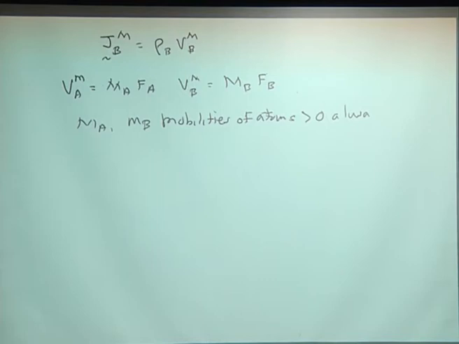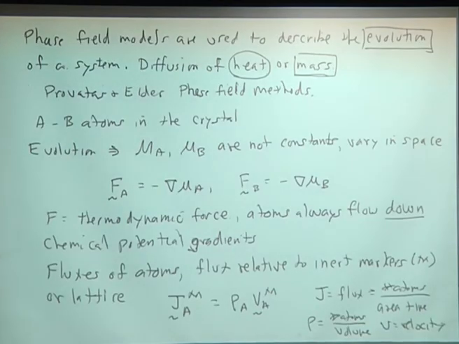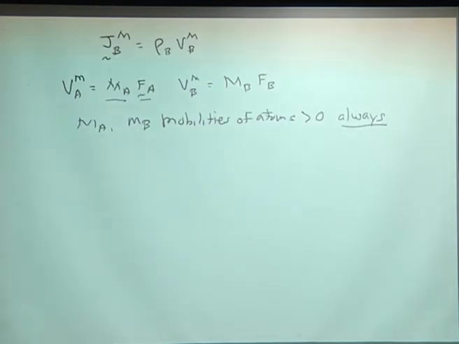Actually, you can show that in order for the free energy to decay in an isothermal system, the free energy must decay during any evolution process. And that basically means that these mobilities have to be positive. It just comes back to the fact that the free energy has to decay. Okay, so now we have these velocities. We have the relationship between the mobilities of the atoms and the forces. We know what the forces are. They're given by gradients in the chemical potentials.